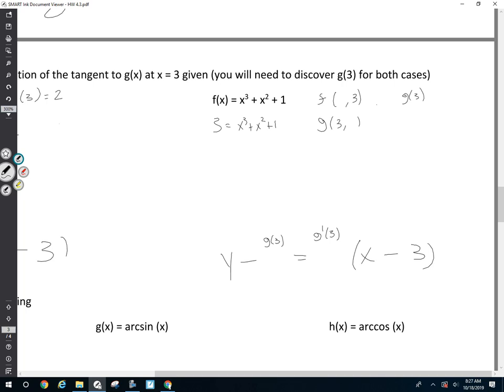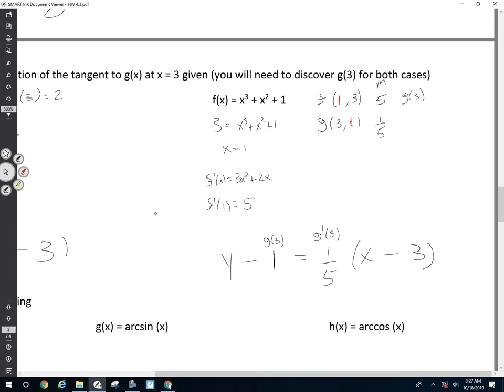I'm not going to be able to solve this easily. This is one of those situations where you can kind of just see if x was 1, 1 plus 1 plus 1, 3. That's what they're kind of leading you to do. So f of 1 is 3. G of 3 is 1. If I know the slope to f at 1, 3, I'll know the slope to g at 3, 1. So g of 3 is 1. Let's find f prime, 3x squared plus 2x. F prime of 1 is 5. The slope to g will be 1/5.